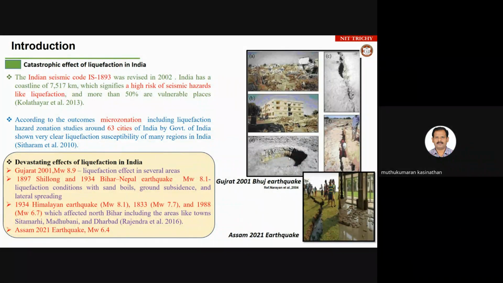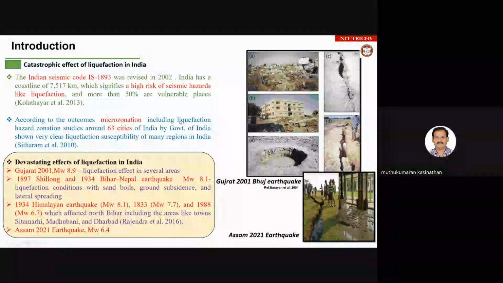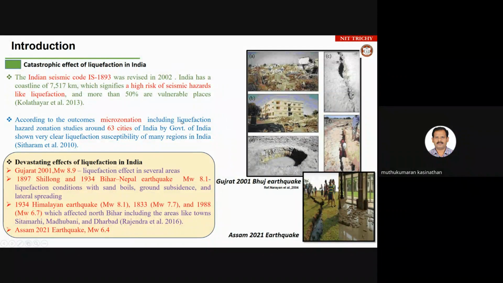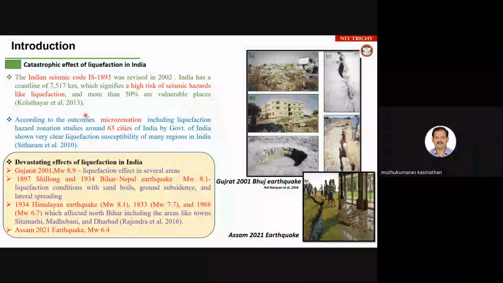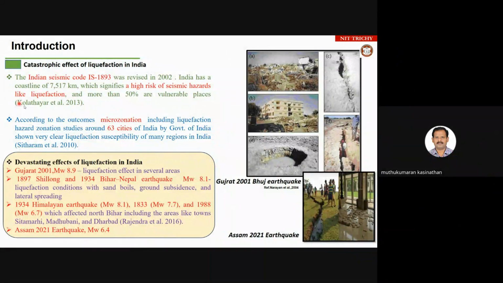Just have a look at this overall scenario about seismic events. Our Indian standard IS 1893 was revised in 2020. India's coastline is almost 7,500 kilometers, which signifies a very high seismic hazard, especially where we have more liquefaction risk, and more than 50% of these areas are vulnerable to liquefaction activities.